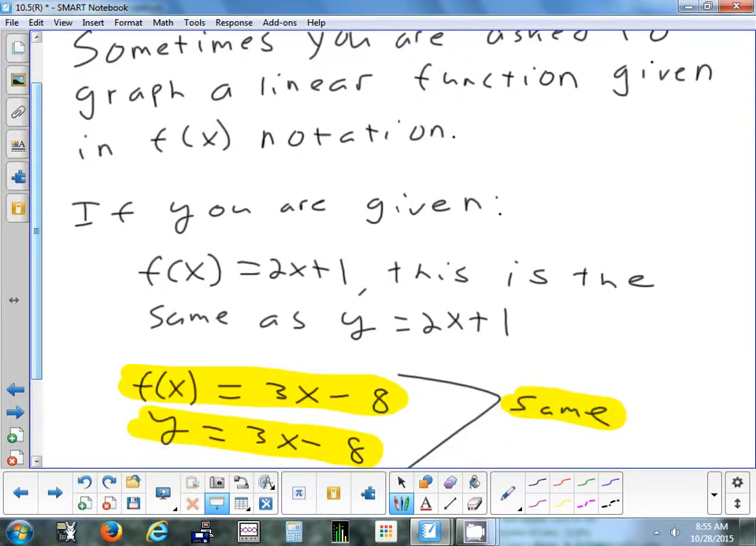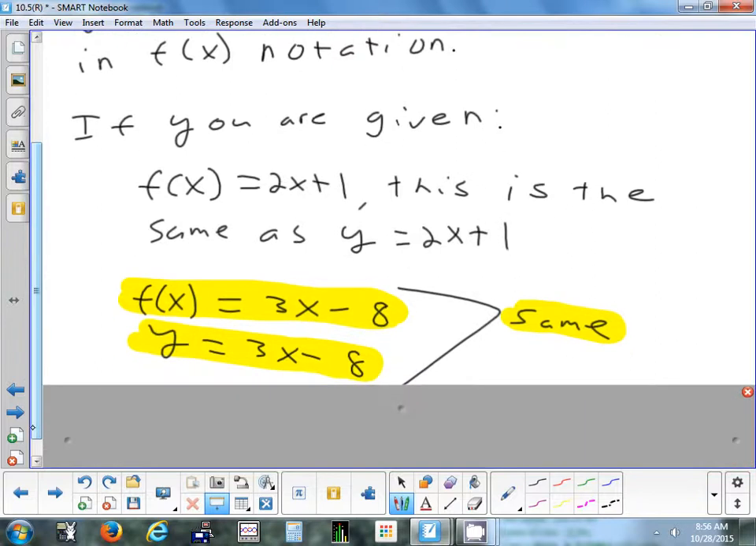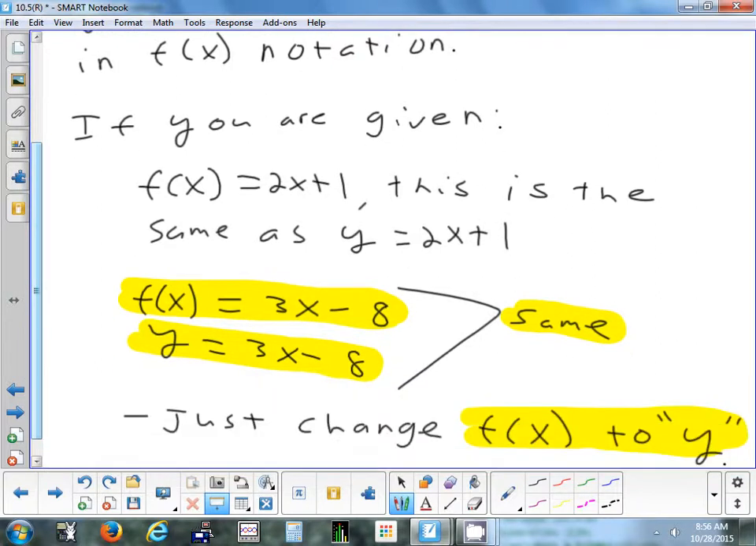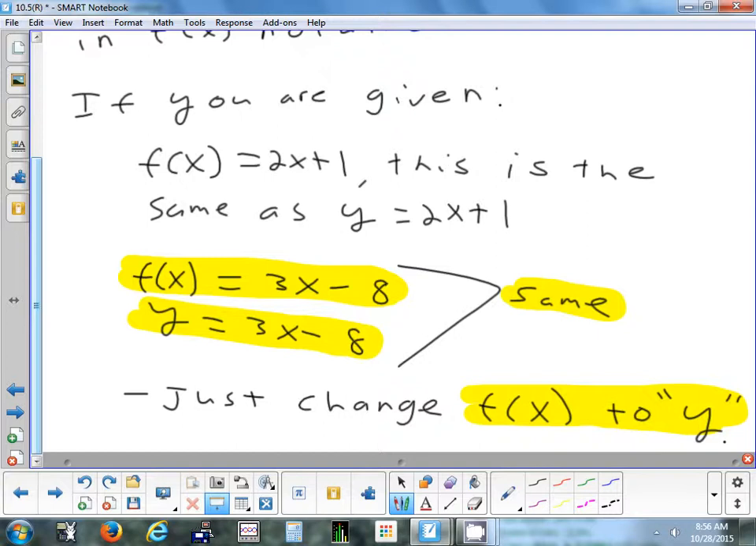All right. Here's another example. If we ask you to graph f of x equals 3x minus 8, that's exactly the same as y equals 3x minus 8. So guys, on your notes, you have the f of x, fill in 3x minus 8, then below it you have the y equals, the same thing, 3x minus 8. And then a little bracket there, you're just going to put same.